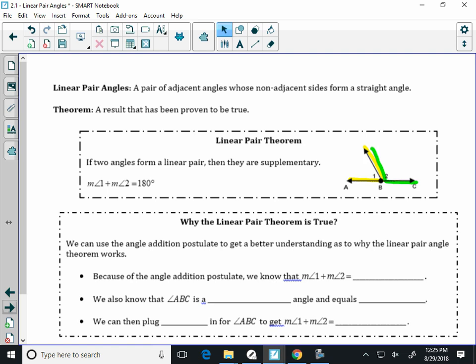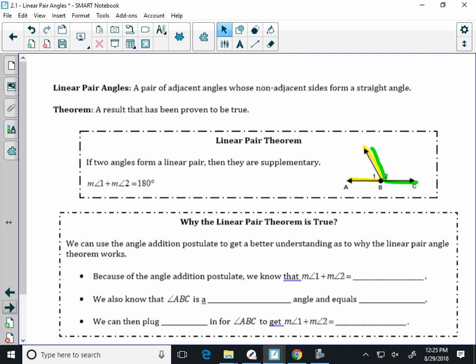So the linear pair theorem says that if two angles form a linear pair, so if they look like this, if they create a straight line, they are automatically supplementary. And what does supplementary mean? They add to what? 180. Okay? So if you have a linear pair angle, they're always going to add to 180 every single time.